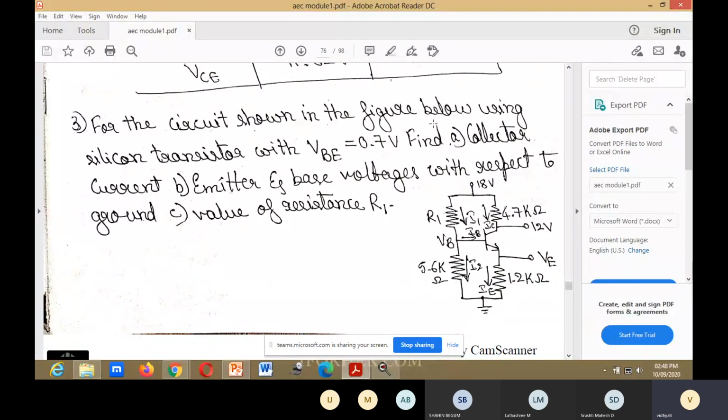Next, for the circuit shown in the figure, I'll give this problem as an assignment. You need to solve it.